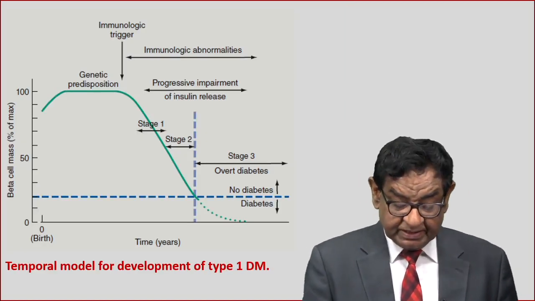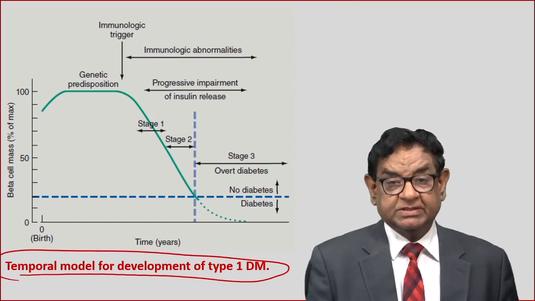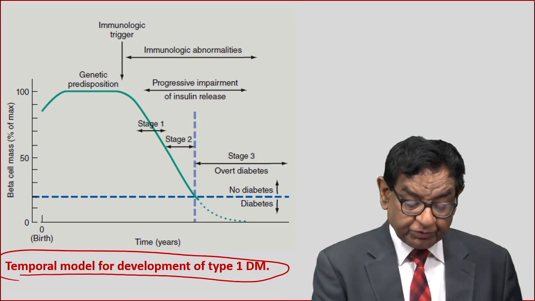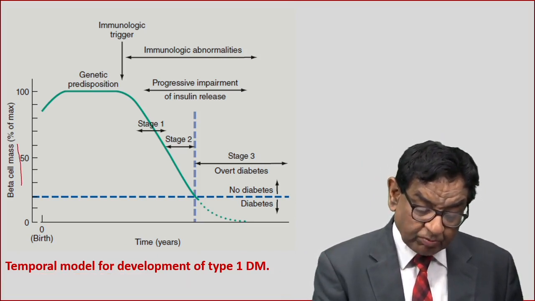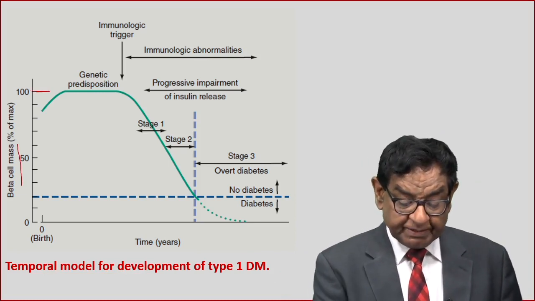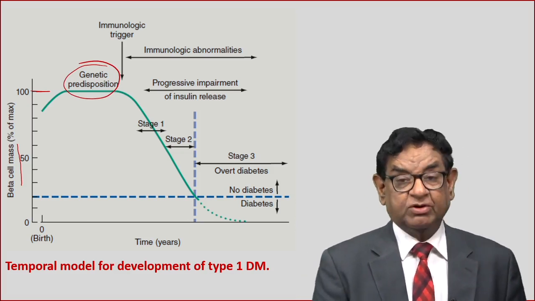Now let's learn the temporal model of development of type 1 diabetes. First we see the slide, then I will be discussing this. So we have one patient. This is beta cell mass. It is almost 100%. So we have some patient who has a genetic predisposition. Okay, beta cell mass is normal.